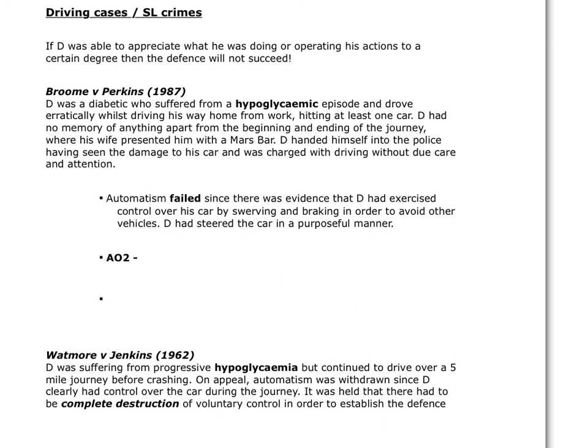Now remember, the test is no control. Automatism failed since there was evidence that D had exercised some control by swerving and braking in order to avoid other vehicles. The defendant had steered his car in a purposeful manner. So even though he wasn't fully aware and even though he was in a seizure, the fact that the car moved and successfully got home meant he had some control. The test is no control at all.